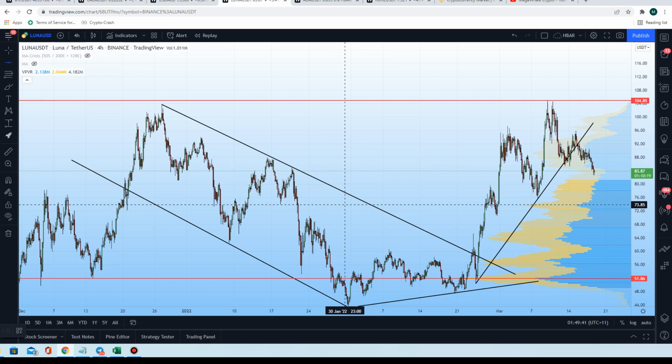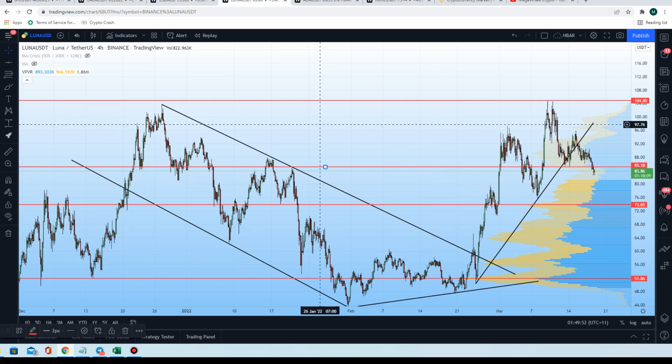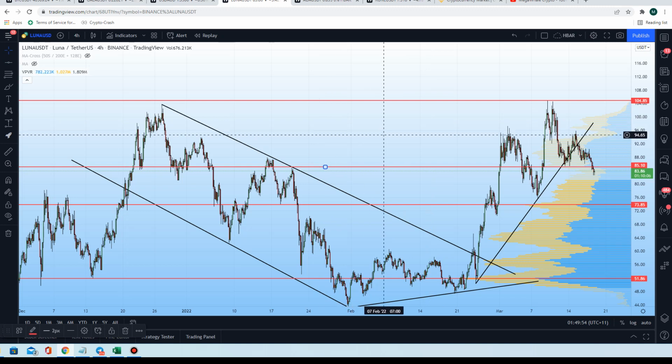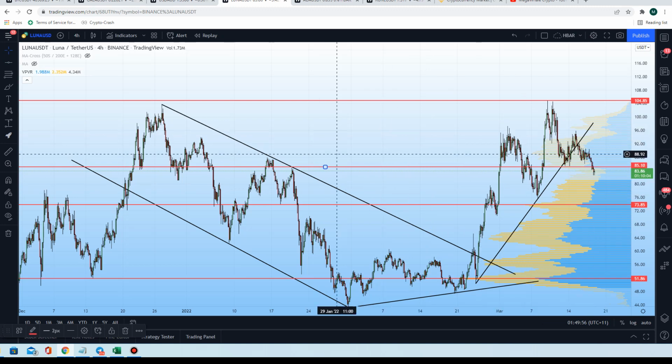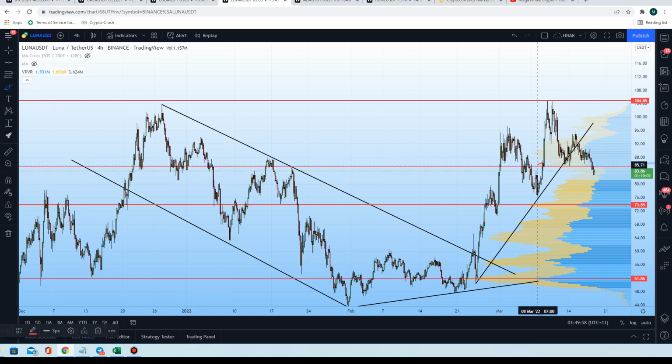Obviously, we have a pretty major support down at 73, and moving up from there, we can find other major supports and resistances. Of course, a pretty major support and resistance currently acting as a resistance at 85. That's a pretty significant one, and we can see it's a significant one because we had this flip here.